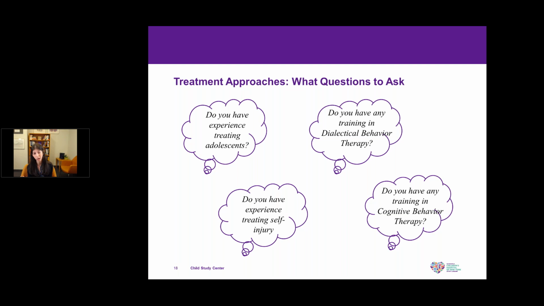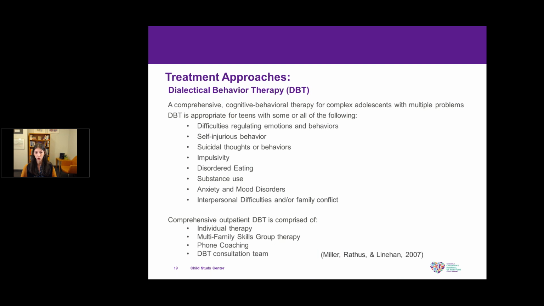And then there are two specific types of treatments, which I'm going to talk more about in the next few slides, that can be helpful to find out if a person has training and experience in. Those are dialectical behavior therapy and cognitive behavioral therapy. Dialectical behavior therapy, also known as DBT, is a comprehensive cognitive behavioral therapy for complex adolescents with multiple problems.